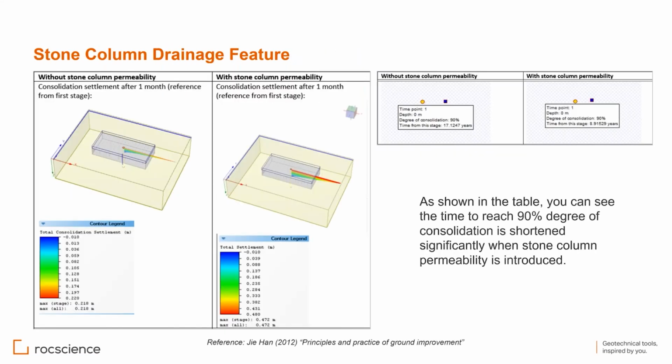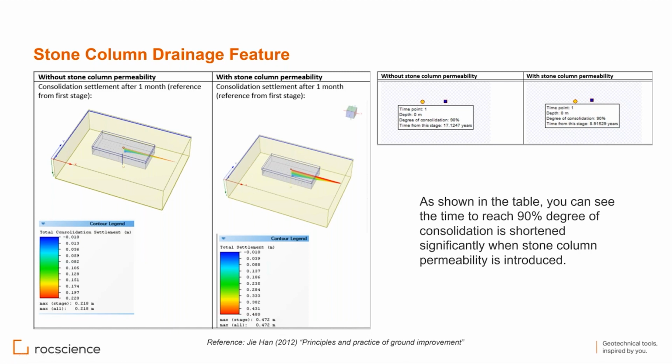And moving on to the stone columns drainage feature, you will have one case without stone column permeability and one case with the stone column permeability. We're looking at consolidation of settlement after 1 month. As you can see, the settlement has significantly improved with the permeability assigned, and it takes around 17 years for the case without the permeability. But you see that the settlement has improved significantly.